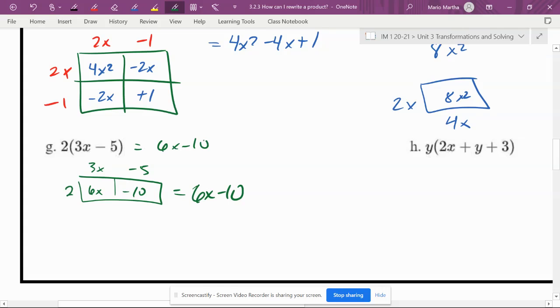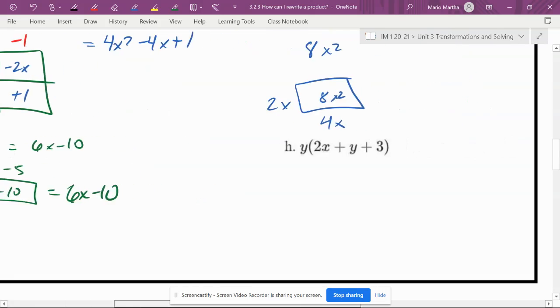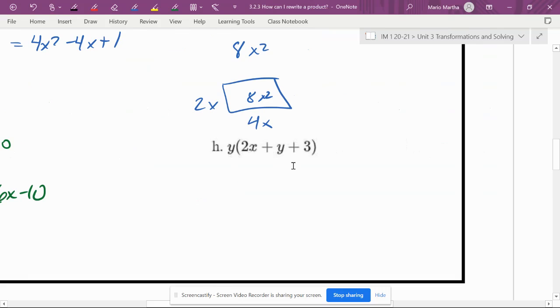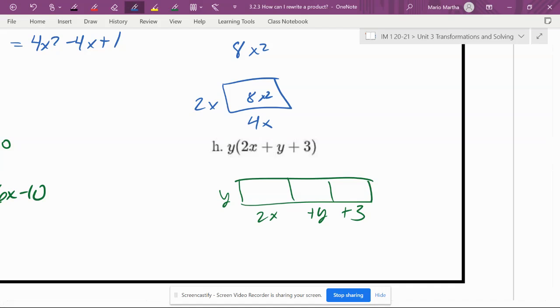All right. And then on the last one right there, we have y times 2x plus y plus 3. So do your box. And then from there, y times 2x gives us 2xy. Y times y is y squared. And then y times 3 is 3y. So rewrite it: 2xy plus y squared plus 3y. And we're done.